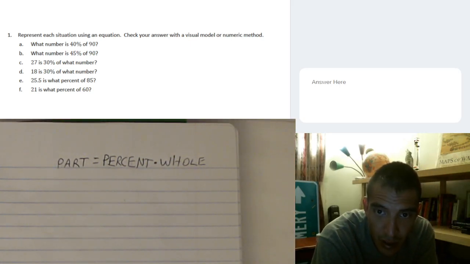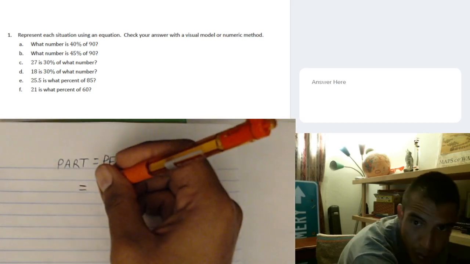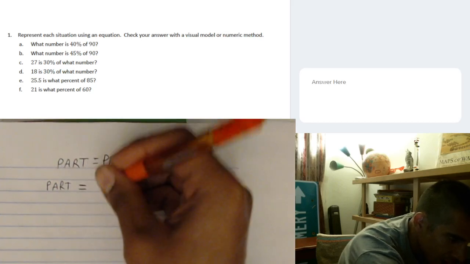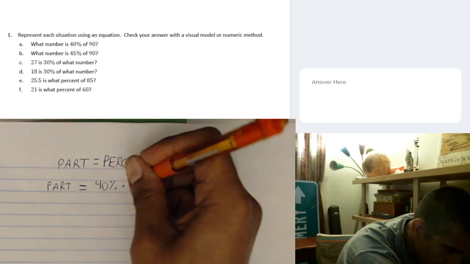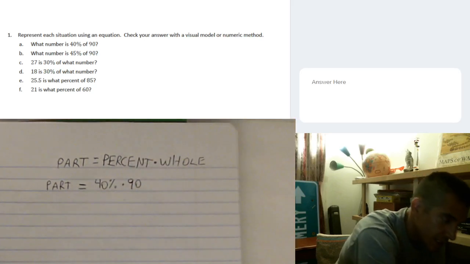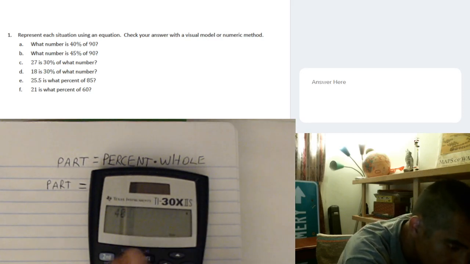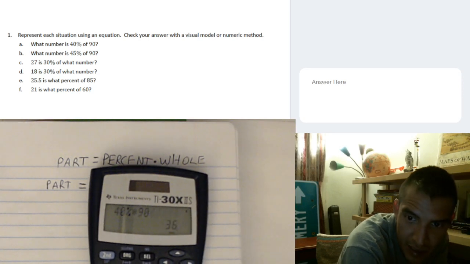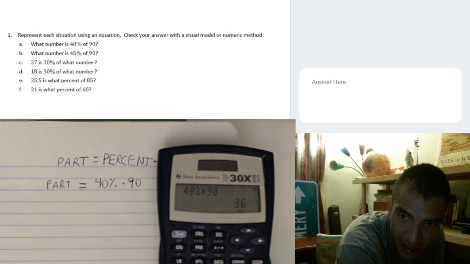So what number is 40% of 90? We're looking for that little part, all right? The part is equal to 40% times 90. What I want you to do is get on your calculator and hit 40% times 90. That'll get you 36. So 40% of 90 is 36.